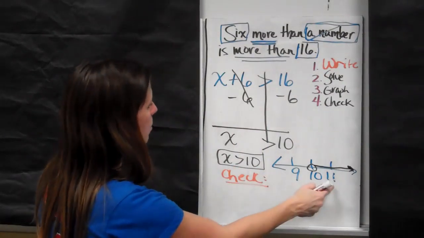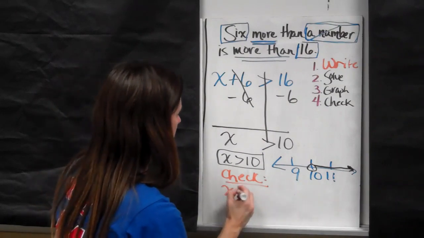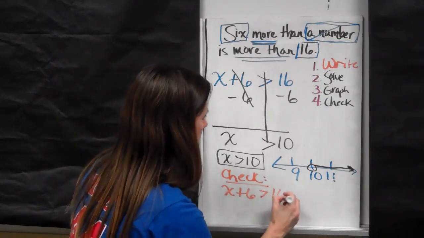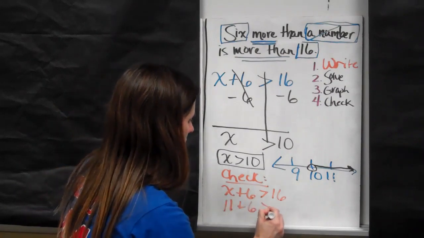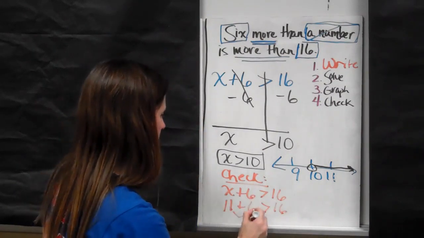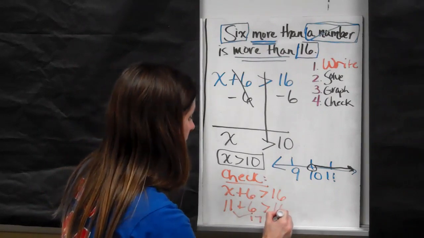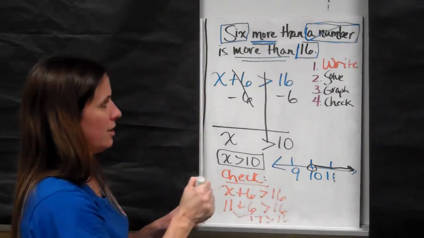We're going to test that point, that 11. So we have x plus 6 is greater than 16. Put in 11. And 11 plus 6 is 17. 17 is greater than 16. So we're good.